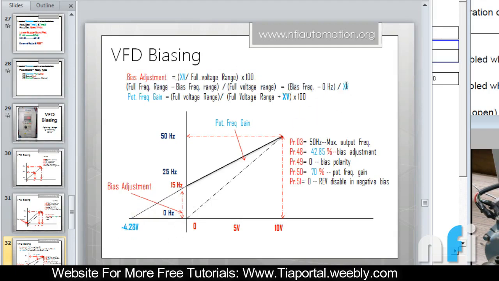This is the formula to calculate XV, which says full frequency range. The full frequency range is 50 Hertz. So let me put here 50 minus bias frequency. What we need is 15 Hertz. So you can put here 15 divided by the full voltage range, 0 to 10 volt. So the voltage range is 10. It's equivalent to bias frequency minus 0. Bias frequency is 15 minus 0, which is again 15. So that will be 15 divided by XV.